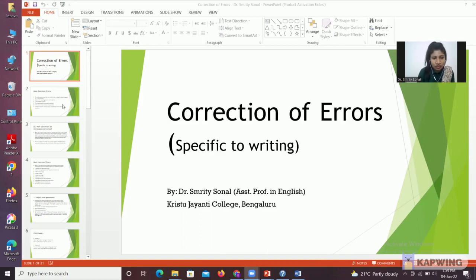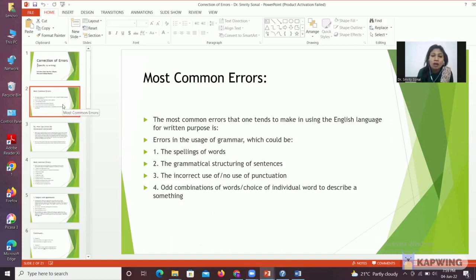Now, talking about the very basic, the most common forms of error that we make while we use this English language. There are various errors in the usage of grammar that we make. The first one is the spelling of words. Most of the times we mix up spellings that are almost alike to one another. The second one is the grammatical structuring of sentences. The way we put on grammar is a kind of error that we make.